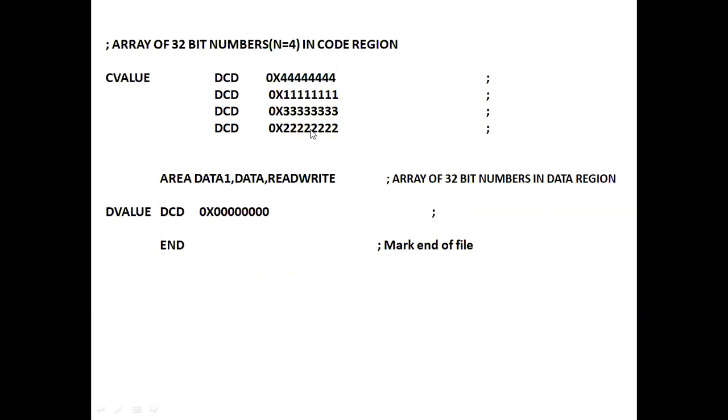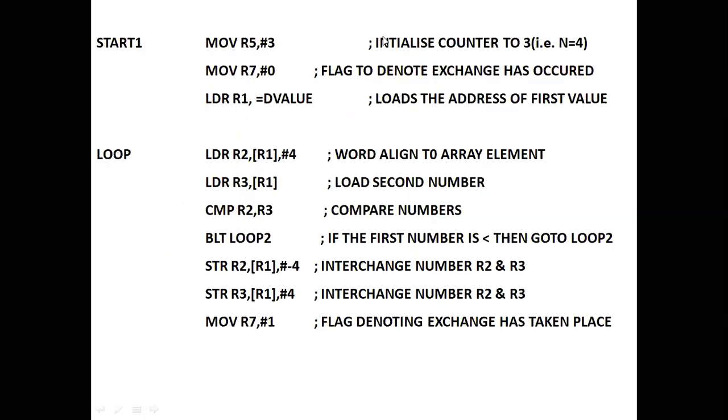C value is the code region, where you can just read the value but you cannot update it. Whereas this is the data region, you can see here AREA data 1, file name data. This is the data region D value. So here you can update the value, read it, since it is read-write. Okay, so we'll go with the program so that you'll come to know.